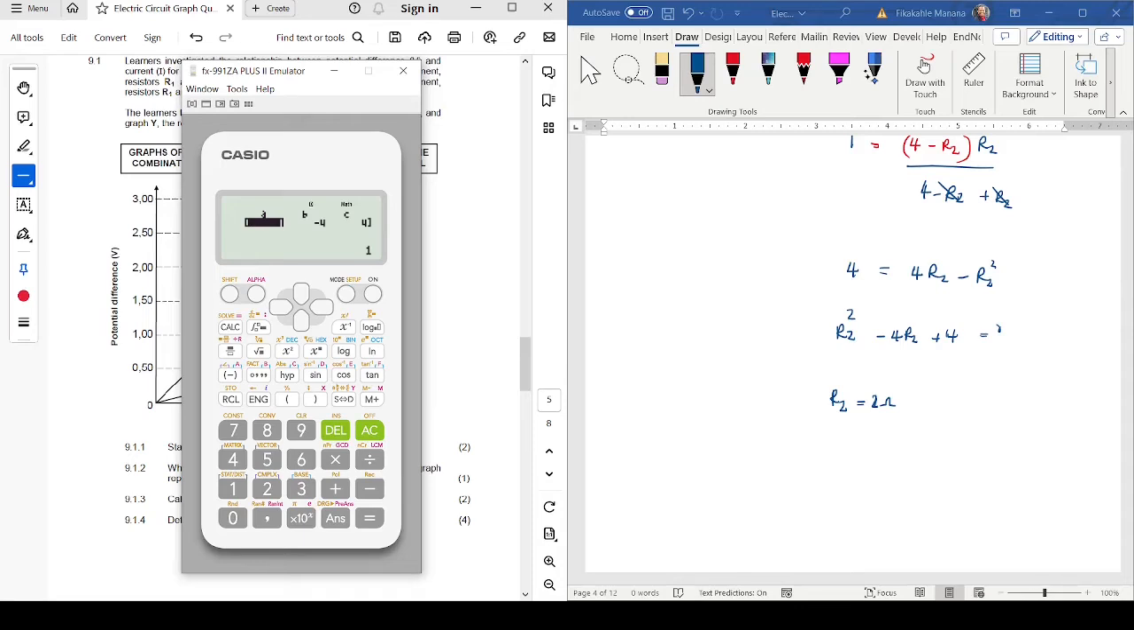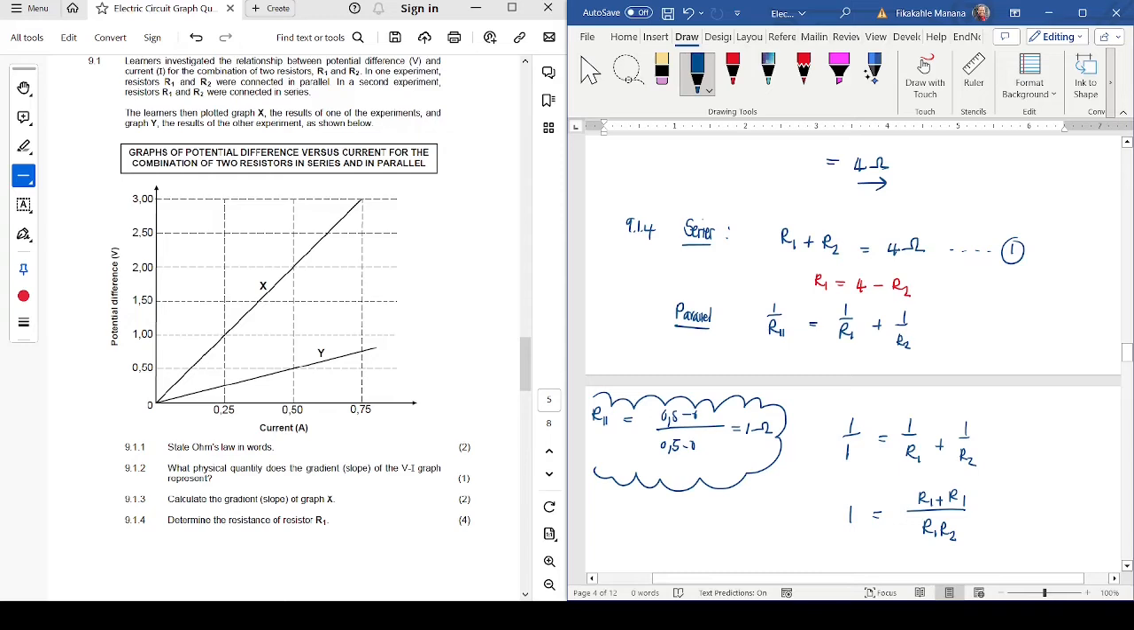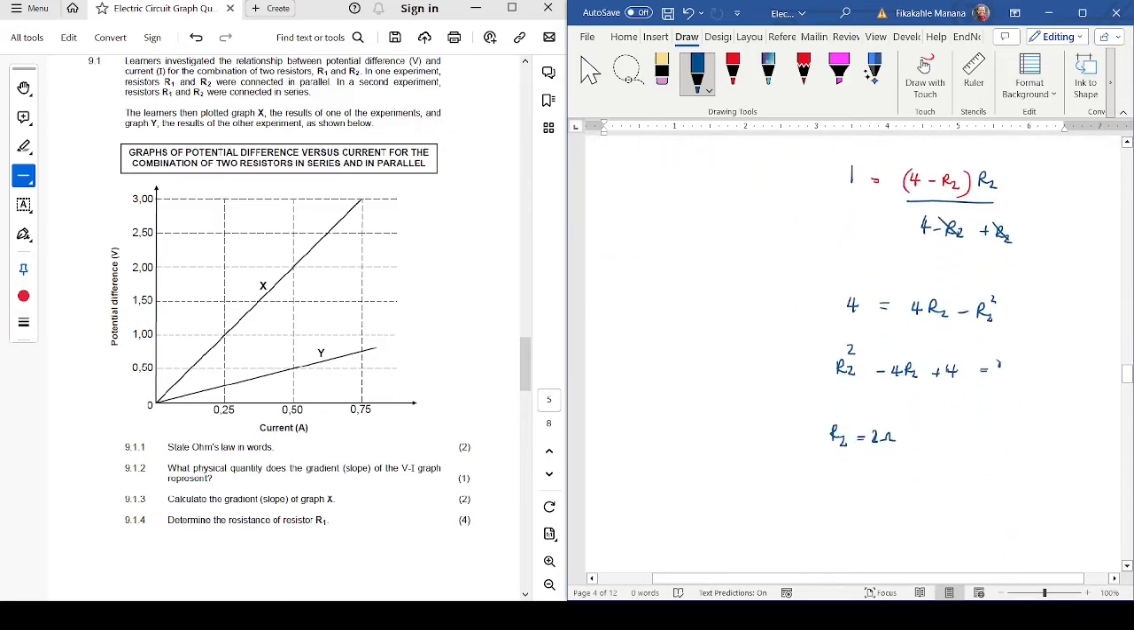Now I can go get R1, and I'm going to use the first equation, which was the simplest. R1 plus R2 is 4. So basically, R1 is also equal to 2 ohm. And that's what they wanted. They want the resistance of R1. So there it is. It is 2 ohm.